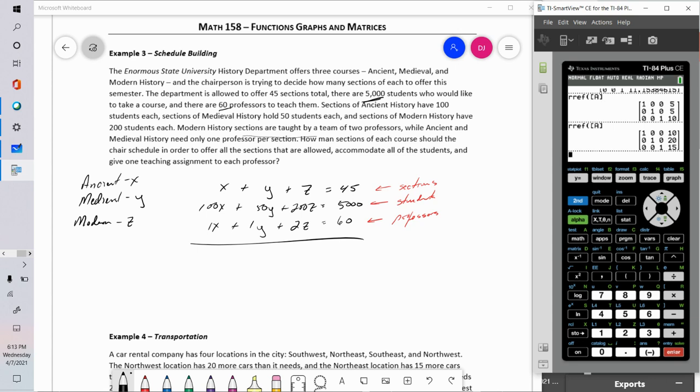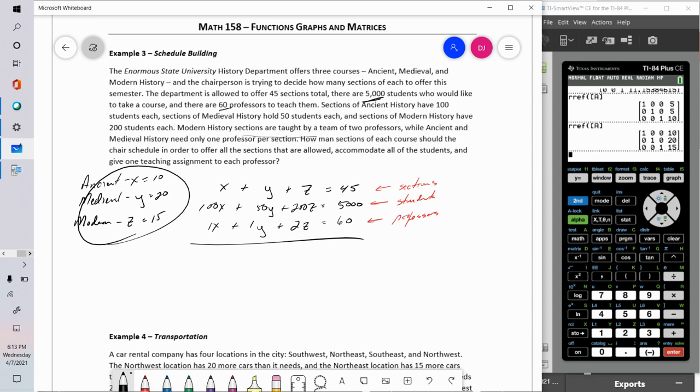And so ancient, we need 10 sections. Medieval, we need 20 sections. And modern, 15 sections. And if we offer 10 sections of ancient history, 20 sections of medieval history, and 15 sections of modern history, given those constraints, we can accommodate all of our students with the professors that we have available. Okay.